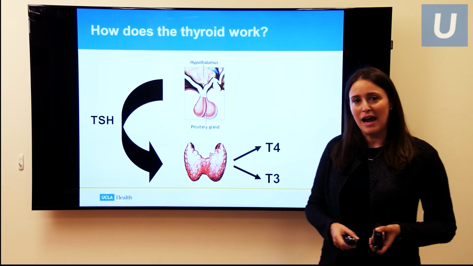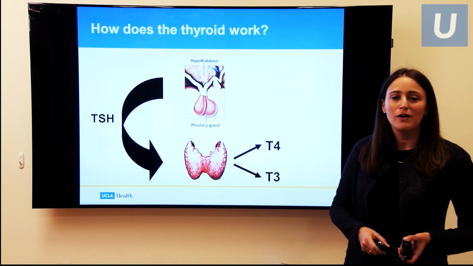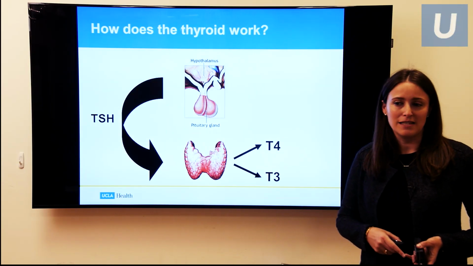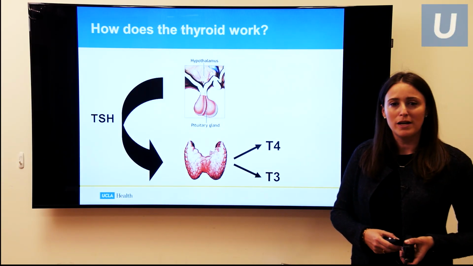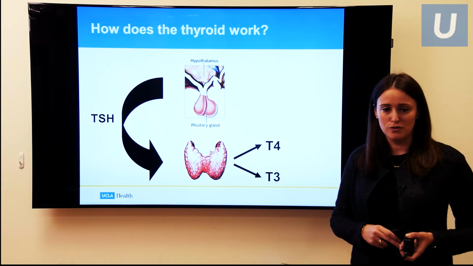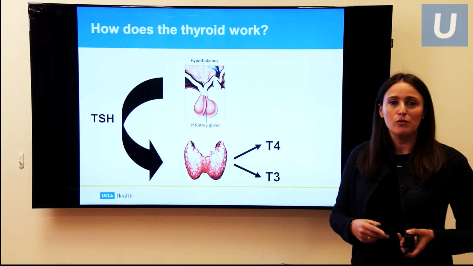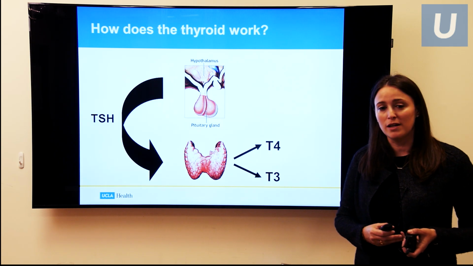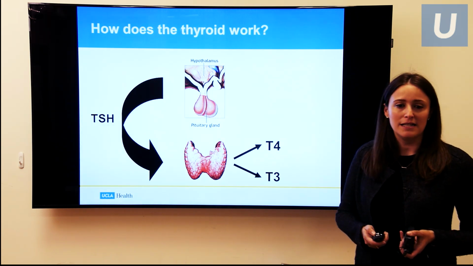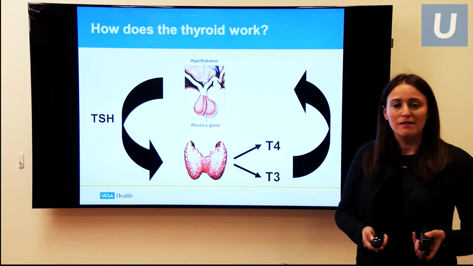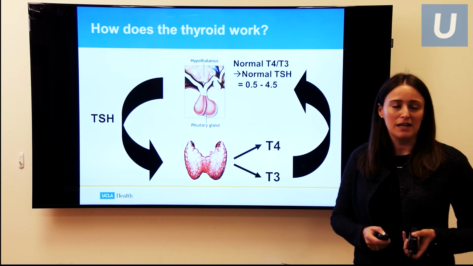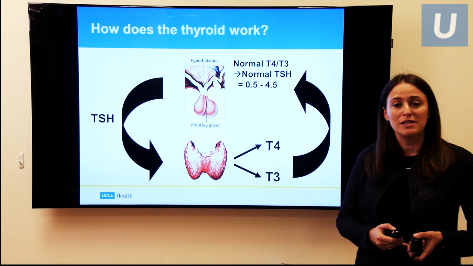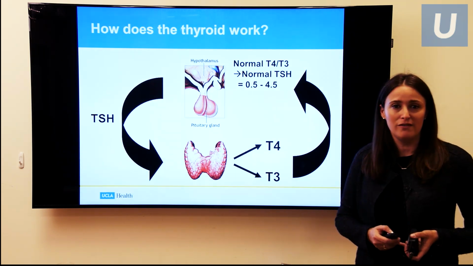T4 is a longer-acting thyroid hormone, and it's about 80% of what's produced by the gland. And T3 is a much shorter-acting hormone, and it's about 20 to 25% of what's produced. And out in the body, T4 changes into T3, and that T3 goes out and does the work of the thyroid. Now, in order to regulate itself, the T4 and T3 feed back to the pituitary in order to maintain the TSH in a normal range, which is considered to be between 0.5 and 4.5.